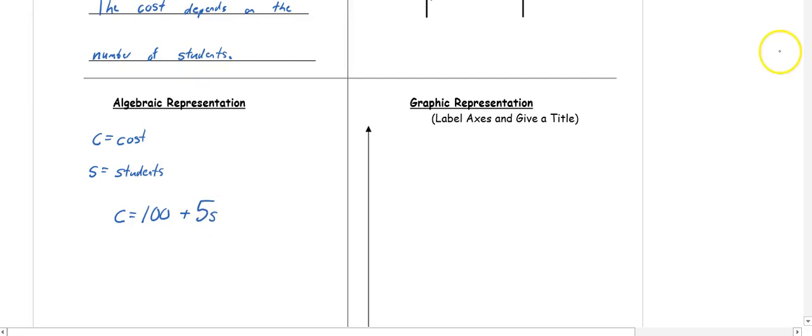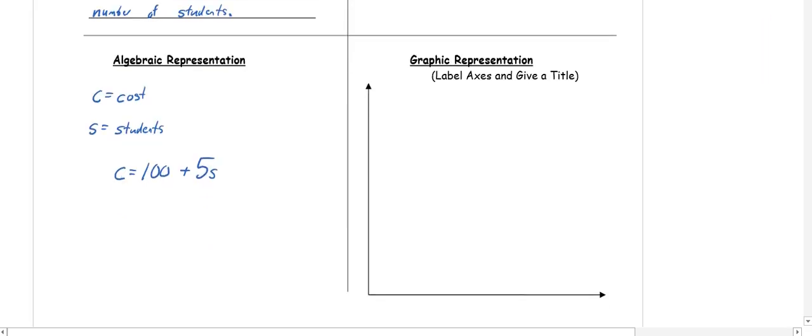Then in the graphic, we're going to draw a graph that represents our situation. So remember, when we draw a graph, that we need a title. So we're going to say Warren Sports Award Night. Then we need to label our axes. So remember that the independent variable goes on the x-axis, which would be our students. And on the y-axis is going to be the dependent variable, so our cost.